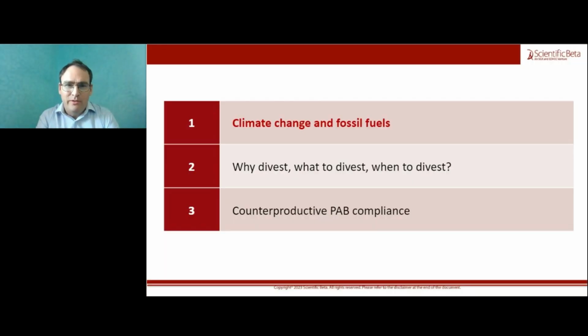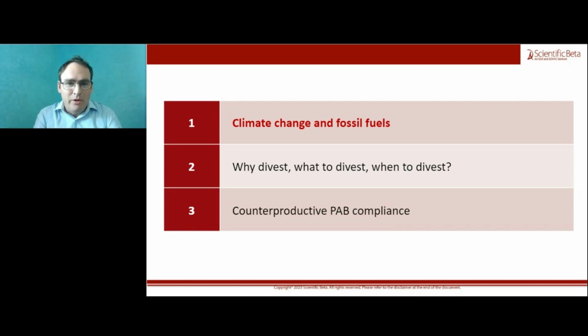The first part is basically an introduction, looking at the role of fossil fuels in climate change, and looking in particular at the role of the different types of fossil fuels, because, as you know, there are differences between the different types of fossil fuels in that regard.